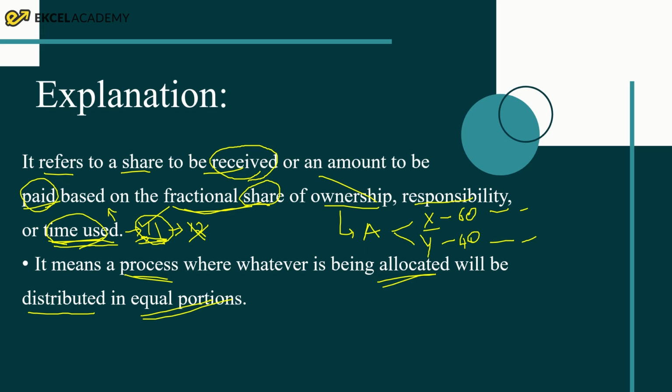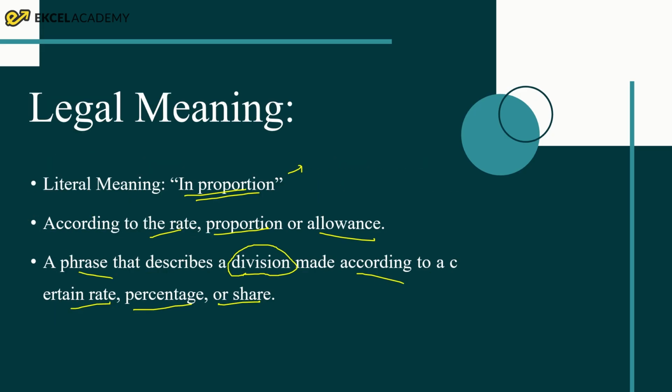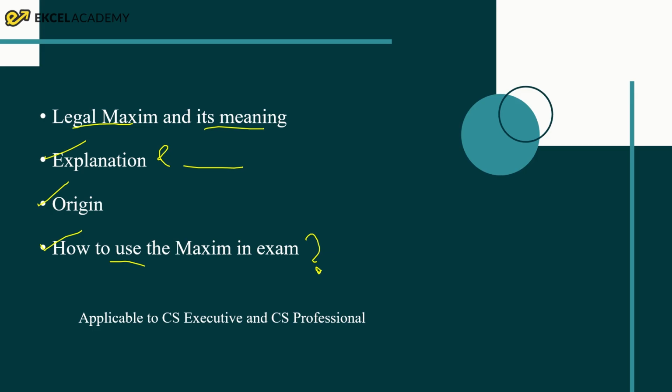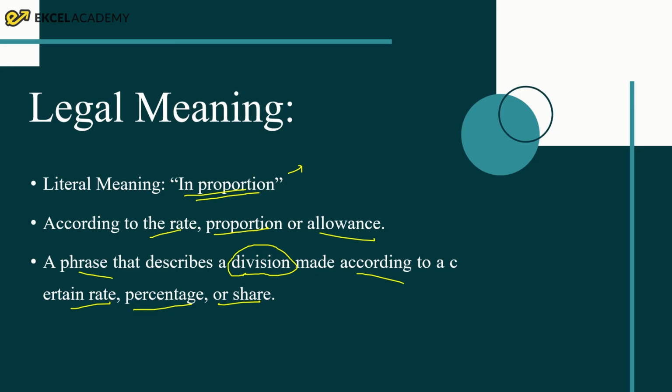So pro rata allotment is nothing but allotment or division according to a particular percentage or share, so that equality is maintained and no party is treated unequally, that they are paid in a particular proportion, rate and allowance. This is the concept of pro rata.